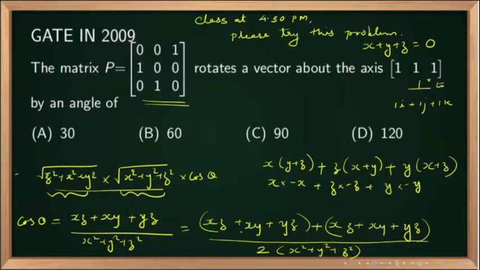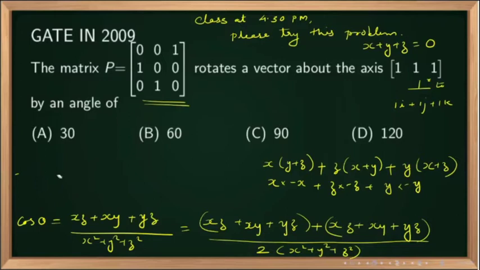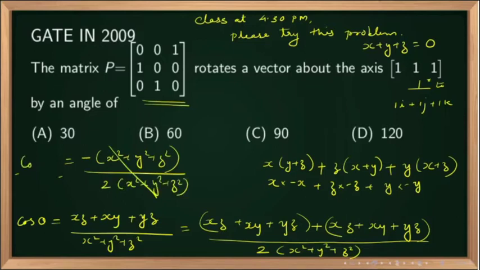Now what is the numerator? The numerator will be minus of h square plus y square plus z square, correct? Divided by the denominator, which is 2 into h square plus y square plus z square. So I can cancel out. So my cos theta is actually minus 1 by 2. Cos theta becomes minus 1 by 2 and theta equal to 120 degree. So the answer is actually 120 degree.